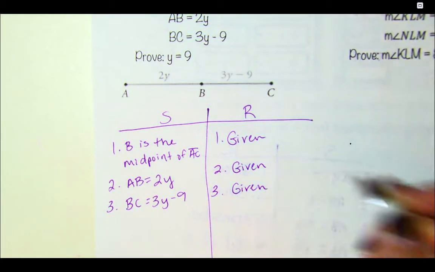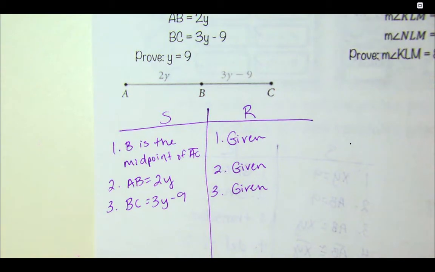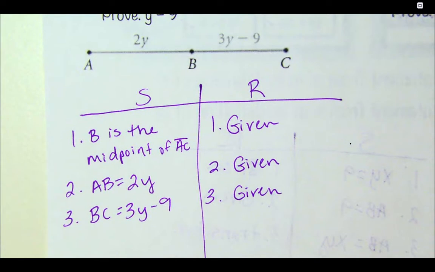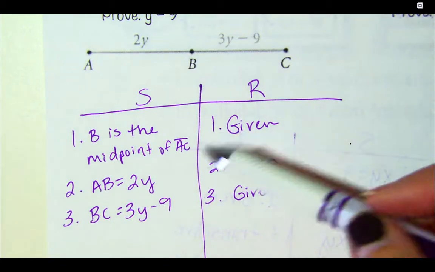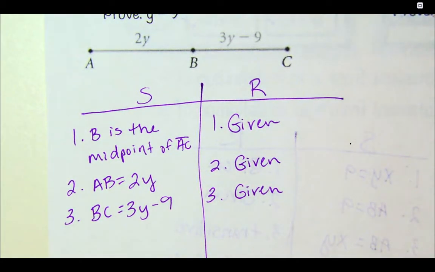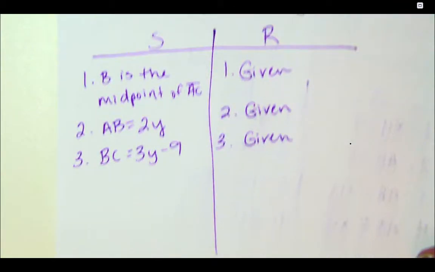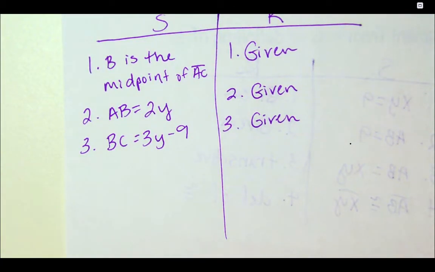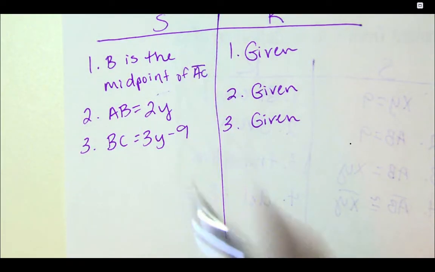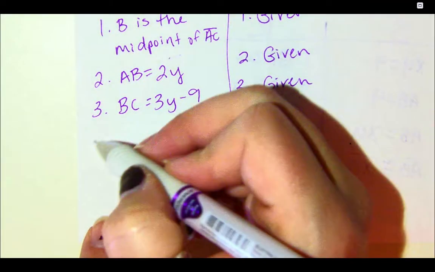It would give you a segment, tell you that a point was in the middle, and you knew to set those two pieces equal and then solve it. So the picture just shows kind of what the givens told us. This piece is 2y, this piece is 3y minus 9. So based on the definition we just wrote, if a point is the midpoint, which B is, then what do we know about these two pieces? That AB is equal to BC. Right, so let's say that.